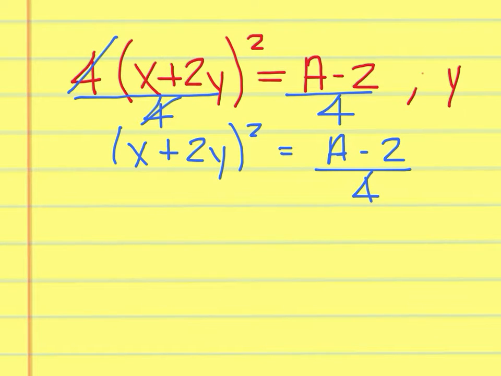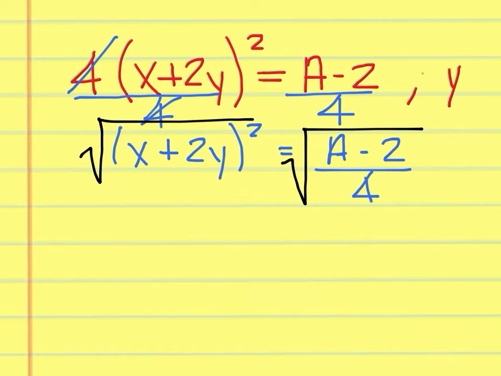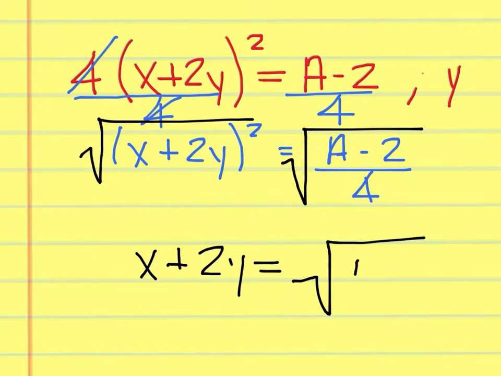Let's undo the square on the left by finding the square root and do the same thing on the right side. You'll be left with x plus 2y equals the square root of a minus 2 over 4.